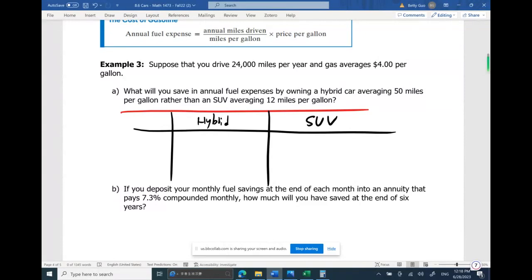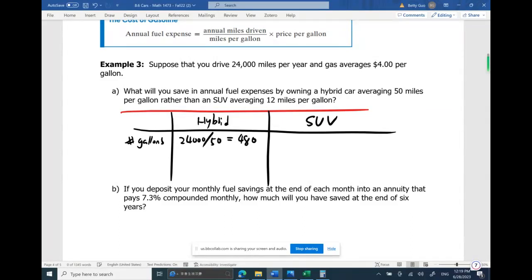So how many gallons do you need for a year? You're going to have to divide 24,000 by 50, right? 24,000 is in miles, 50 is in miles per gallon, so when we take the quotient, the result is going to be in gallons. Let's see how much that is. I'm going to use my handheld calculator. You can do the same thing on your calculator and then compare with my answer.